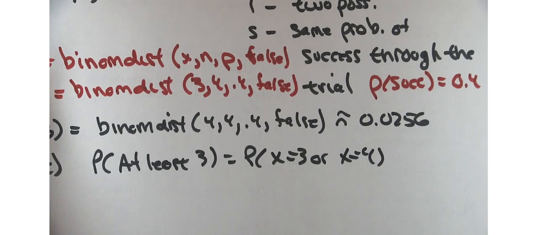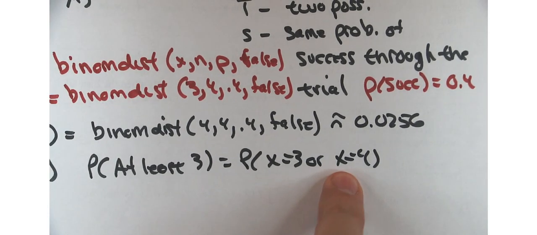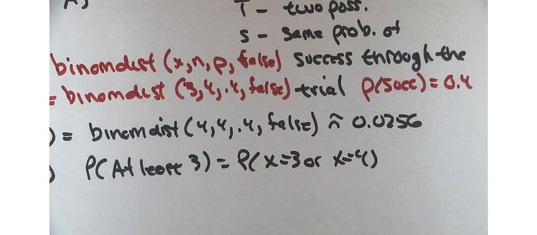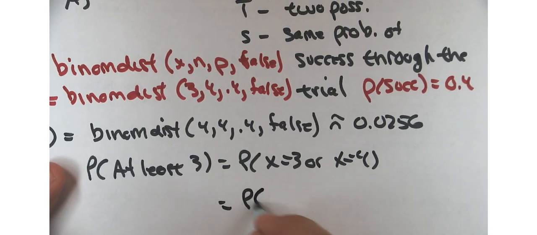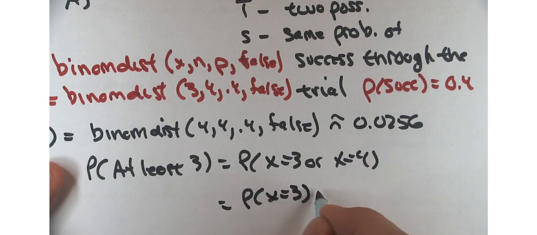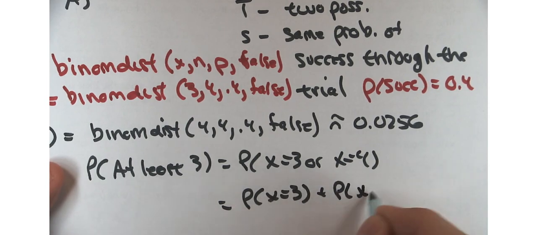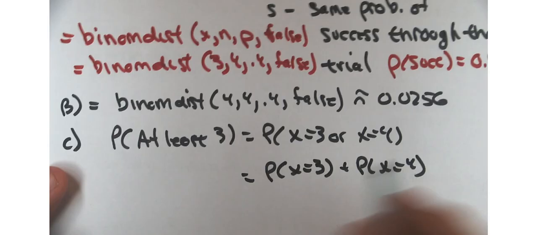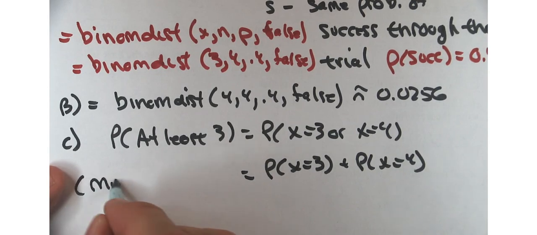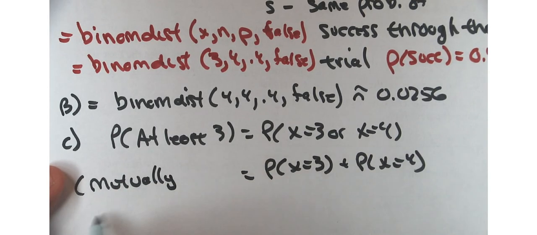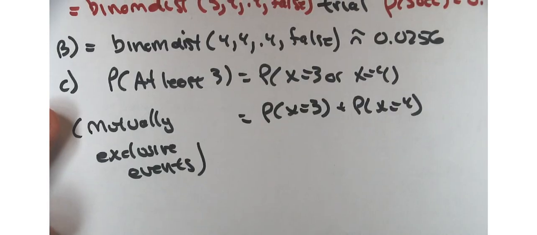Now the thing about x equals 3 and x equals 4 is that they both can't happen at the same time. They're mutually exclusive. If they're mutually exclusive, then I could find this probability by just adding up the probability of x equals 3 plus the probability of x equals 4, because these are mutually exclusive events. If one happens, the other one can't.